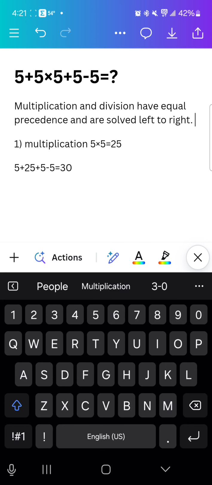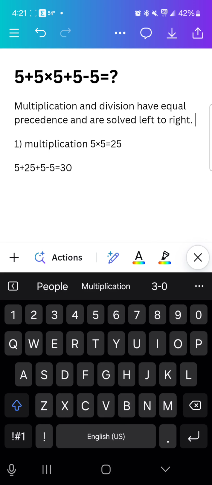In this case, you would do the multiplication first. 5 times 5 is 25. And then it's 5 plus 25 plus 5 minus 5 equals 30. I know a lot of people out there are thinking you go 5 plus 5 and get 10, multiply by 5 and get 50. And then they're saying, well, the plus 5 and minus 5 cancel out, so you're left with just 50. And that's not true.